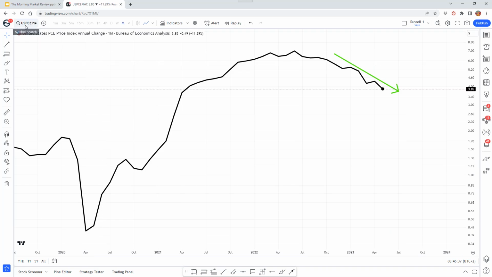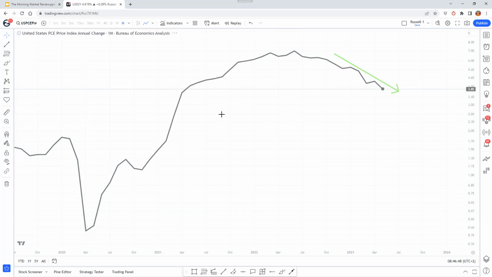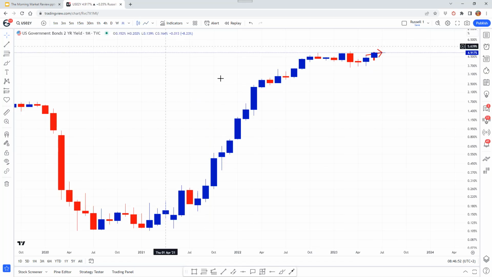Let's just go through to the 2-year yield, see how the 2-year yield has behaved. And the reason we're looking at the 2-year yield is that it's a good measure, a good proxy for monetary policy. The reason it's a good measure for monetary policy is because it tends to move quite quickly when there is a change in the cost of capital.